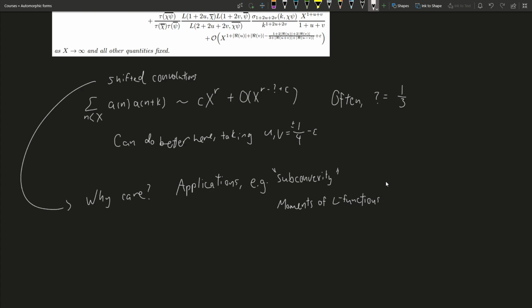So this is basically saying growth of L functions in the critical strip, shifted convolutions come up. You can imagine that if you square an L function, then you have these sort of off-diagonal terms that come up, and you're going to need to deal with them. So you're going to need to know how they grow. But also, it's just interesting, right? So it's interesting for its own sake.